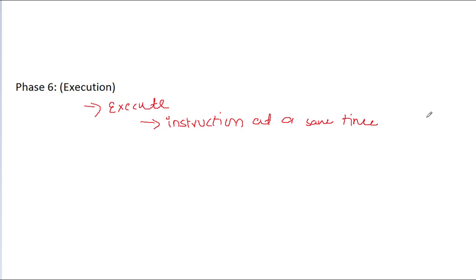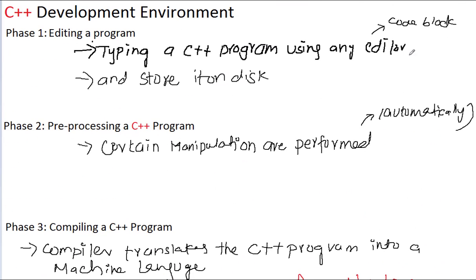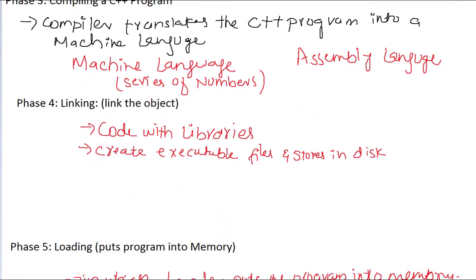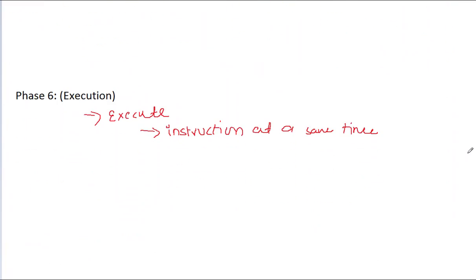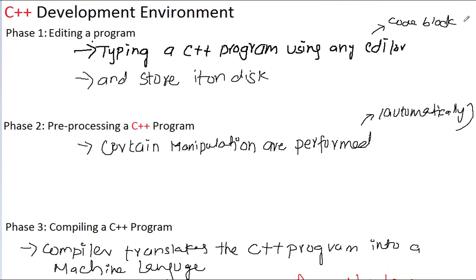If you read the book and we follow the book, I will tell you this is phase number 6, and this is phase number 5, 4, 3, 2, 1. I have told you about the phases of the development environment: editing, pre-processing, compiling, linking, loading, and execution. This is very important before coding. If you follow the book, this topic is in 1.9, and if you read the whole topic, you will know how these work, right?